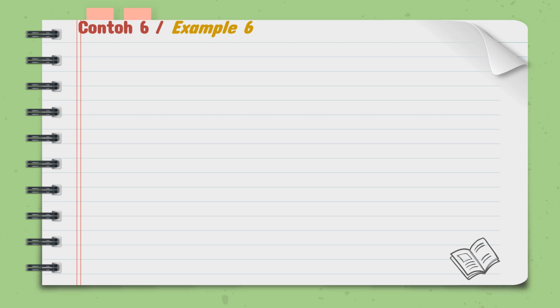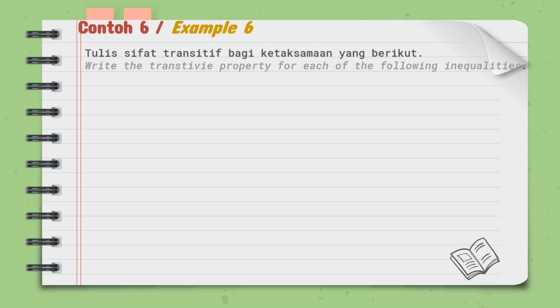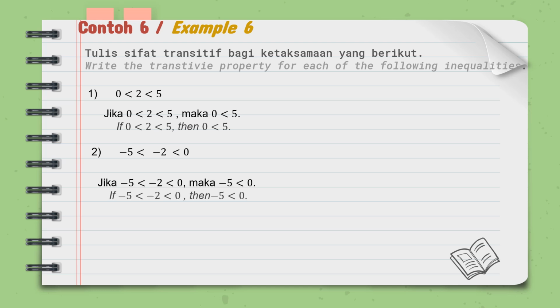This is example 6. Write the transitive property for each of the following inequalities. The first one, 0 is less than 2, 2 is less than 5. By using the transitive property, of course we have 0 is less than 5. You write it this way: if 0 is less than 2 and 2 is less than 5, then 0 is less than 5. Number 2, negative 5 is less than negative 2, negative 2 is less than 0. The answer is if negative 5 is less than negative 2 and negative 2 is less than 0, then negative 5 is less than 0.